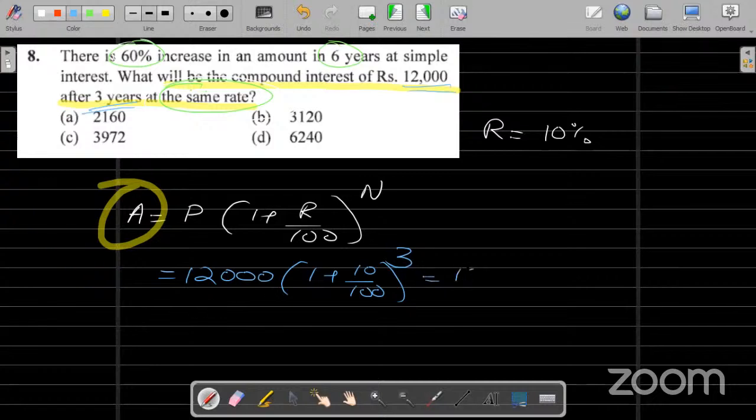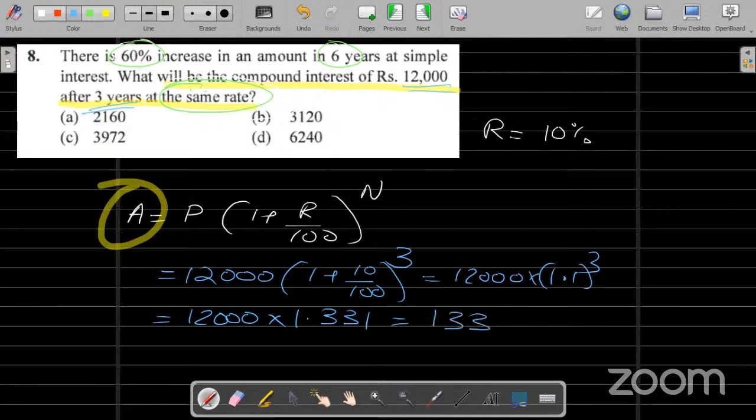So that will be 12,000 into 1.1 the whole cube. 11 cube is 1,331, so 1.1 the whole cube is 1.331. So we need to do that calculation. It will be 1331 into 12. The easy way to multiply is 1331 into 10, which is 13310, and 1331 into 2, which is 2662.